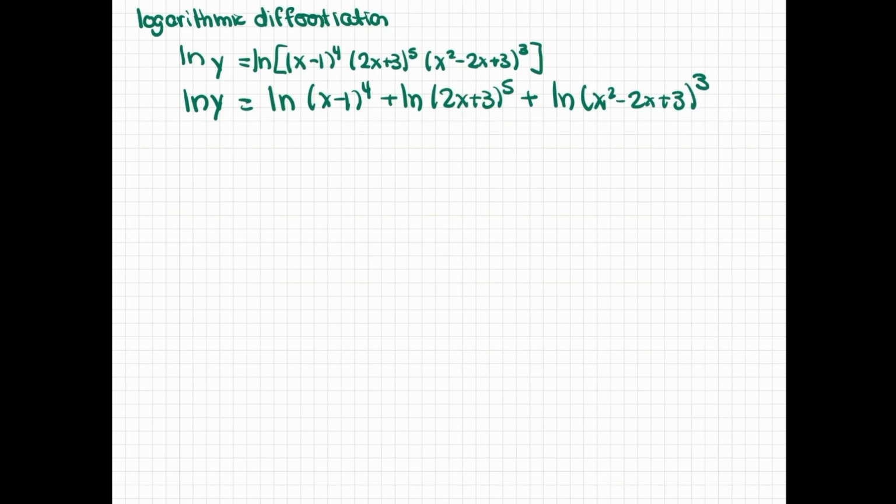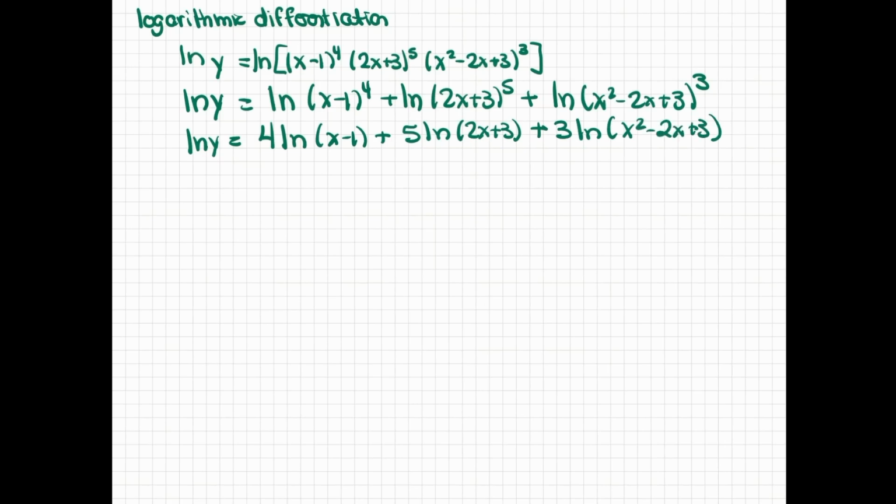Now we can bring that power down in front. So it's a little bit of work initially to get it all set up, but then once it's set up, it does make things a little bit easier to take the derivatives. So we're going to bring the powers down. So we end up with 4 ln (x minus 1) plus 5 ln (2x plus 3) plus 3 ln (x squared minus 2x plus 3).